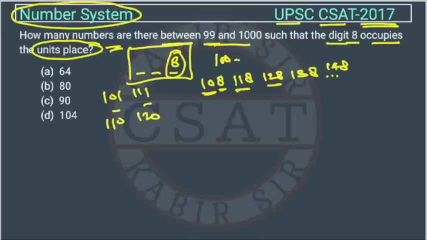148 पे आएगा, राइट, 158 पे आएगा, 168 पे अगेन आएगा, राइट, 178 पे आएगा, फिर 188 पे आएगा, फिर 198. देखो सब जगह यूनिट प्लेस पे 8 आ रहा है. अब ऐसे कितने हो गए, 1 2 3 4 5 6 7 8 9 10, टोटल 10 हो, ओके.